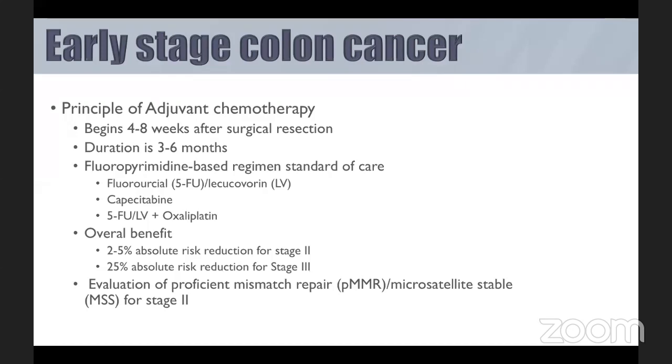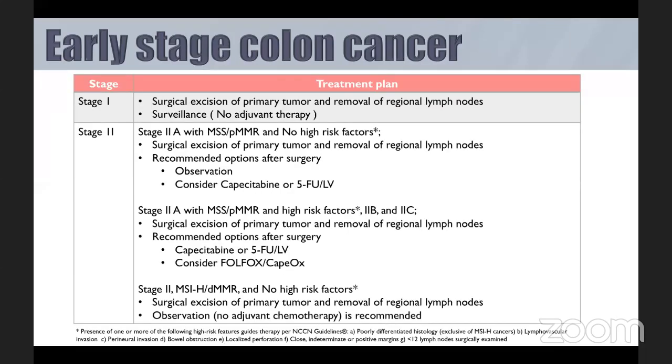The benefit: the reduction in the risk of recurrence is around 2.5% in stage 2 and 25% in stage 3. We do check for dMMR, which is microsatellite stability, for stage 2, because it might affect their treatment.